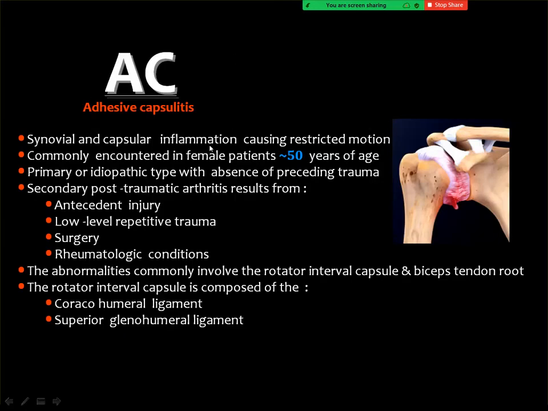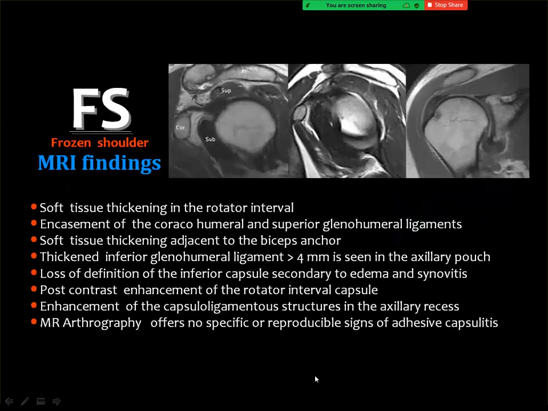Then adhesive capsulitis means that there is capsular and synovial inflammation causing restricted motion of the joint. This may be primary of idiopathic type or secondary to trauma or repetitive trauma or surgery or rheumatologic conditions affecting the joint. The rotator interval capsule is composed of the coracohumeral ligament and the superior glenohumeral ligament, but the most evident one in imaging is the coracohumeral ligament.